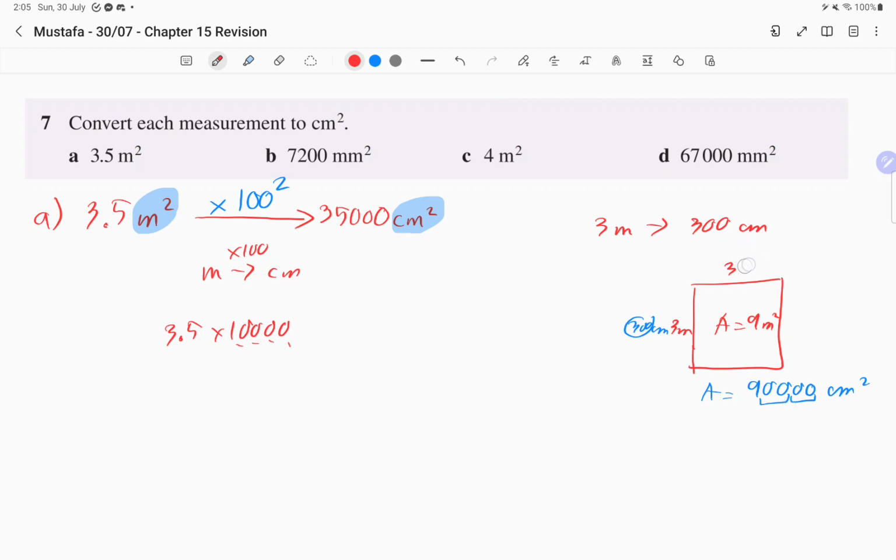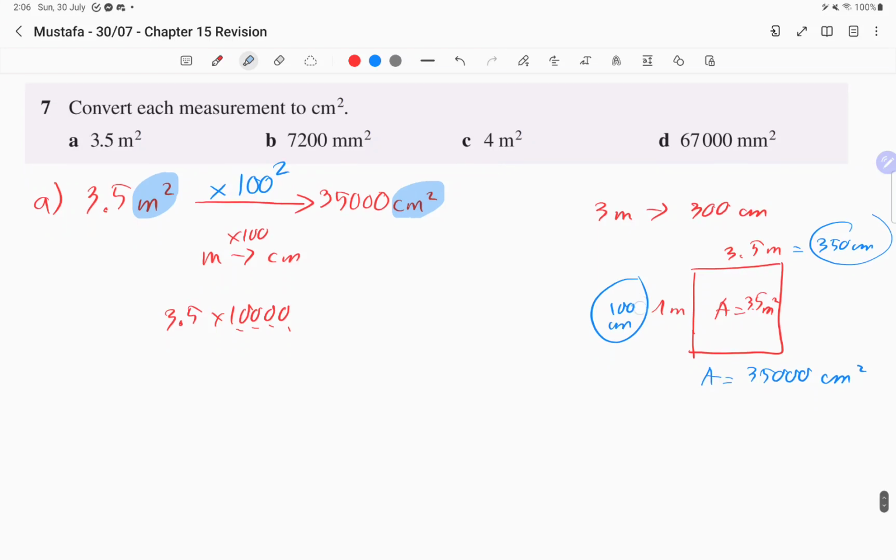Similarly, if this is 3.5 meters and this is 1 meter, then that would be 3.5 square meters. If you convert this one to centimeters, that would be 350 centimeters, and this is 100 centimeters. So when you times these together, it will be 35,000 centimeters squared. Does it make sense? That's why the trick is to get the ratio and then you square it if you're working with areas, and you cube it if you get volumes.